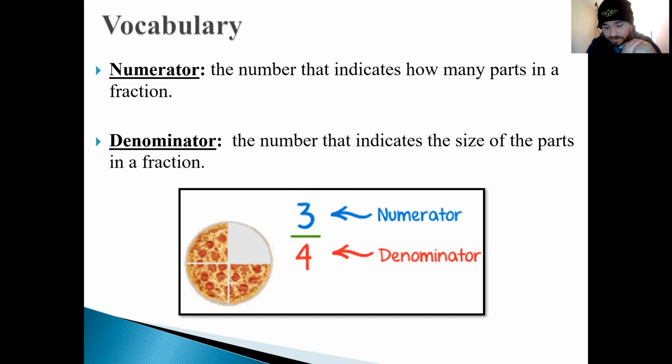We talked about the vocabulary last week, so most of you are here for this, but just in case you weren't or you forgot, we've got 3 vocab words that we're covering. Numerator is the first one. It's the number that indicates how many parts are in a fraction. It's the top number of the fraction, as we can see down here. And then denominator is the number that indicates the size of the parts in a fraction, and that's the bottom number down here. So this pizza was divided into 4 slices. There are 3 of them left, so there are 3 parts of the whole, which had 4 parts. So that's kind of what those words are actually talking about.